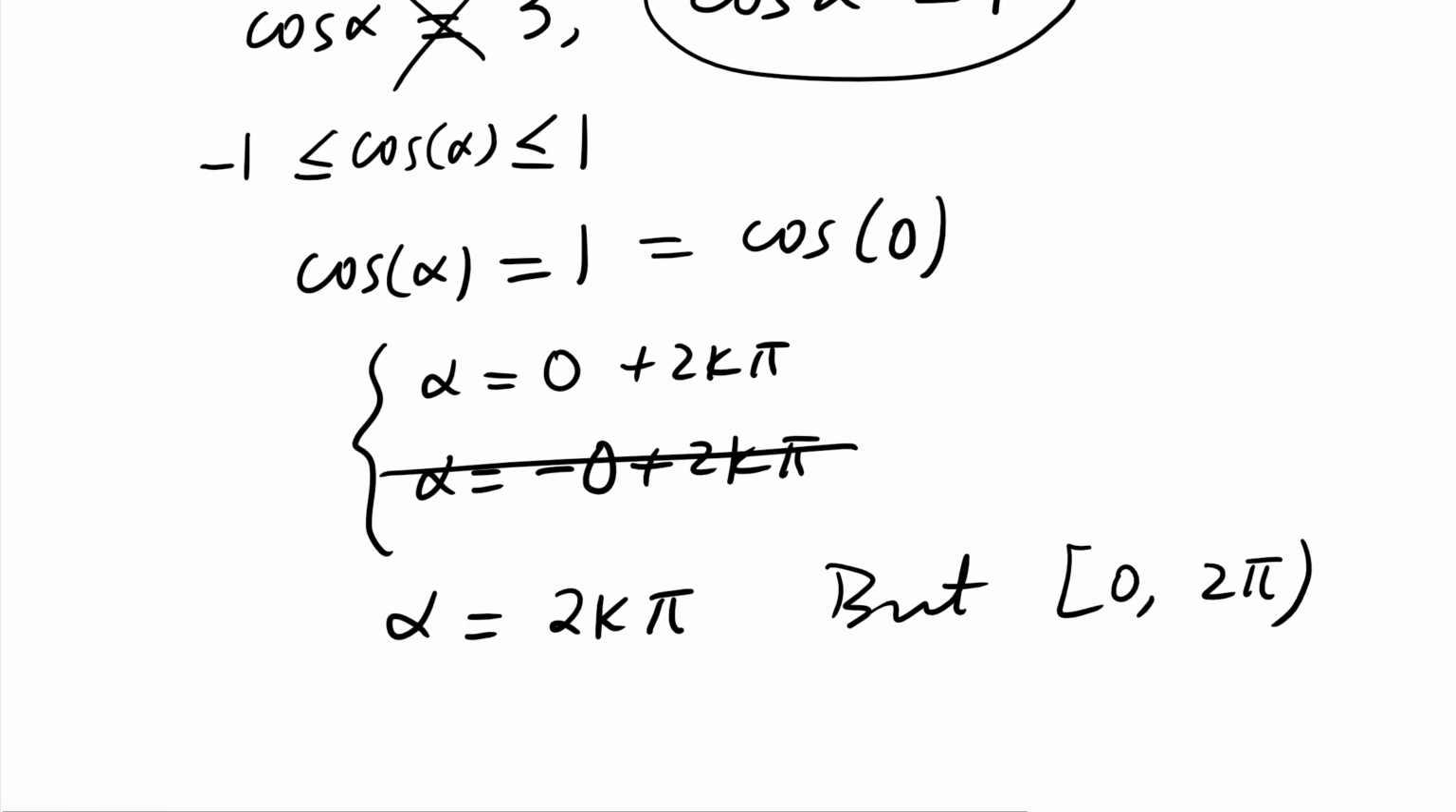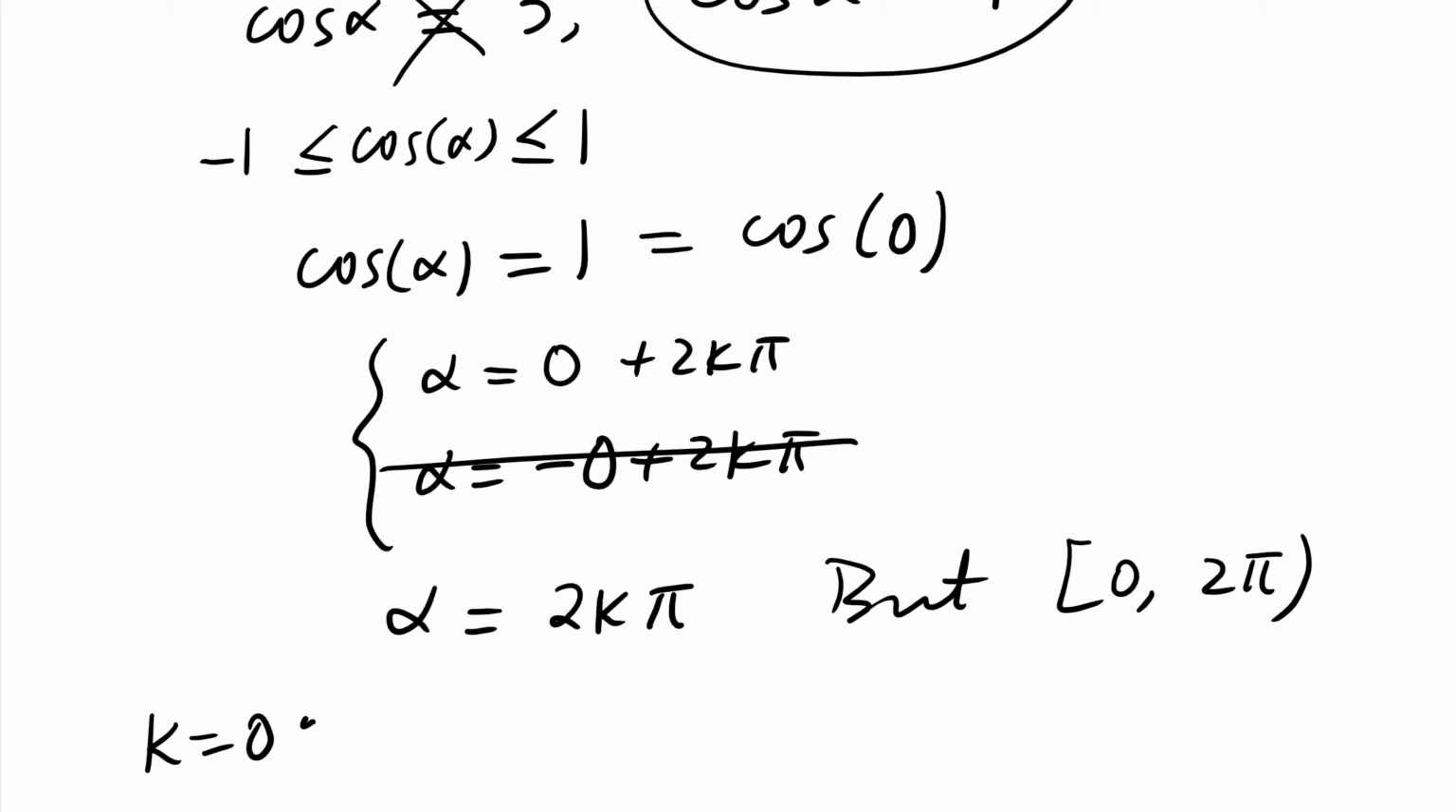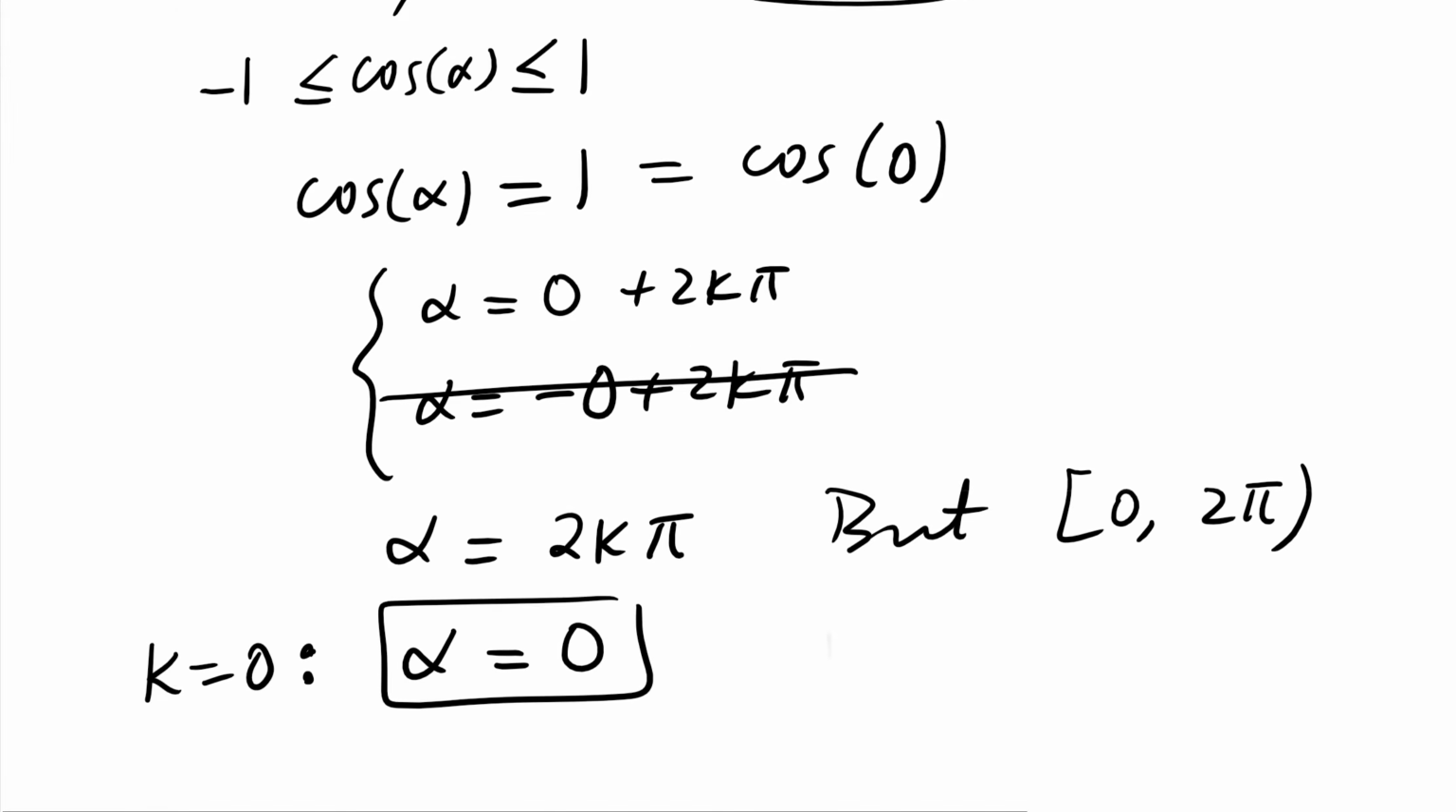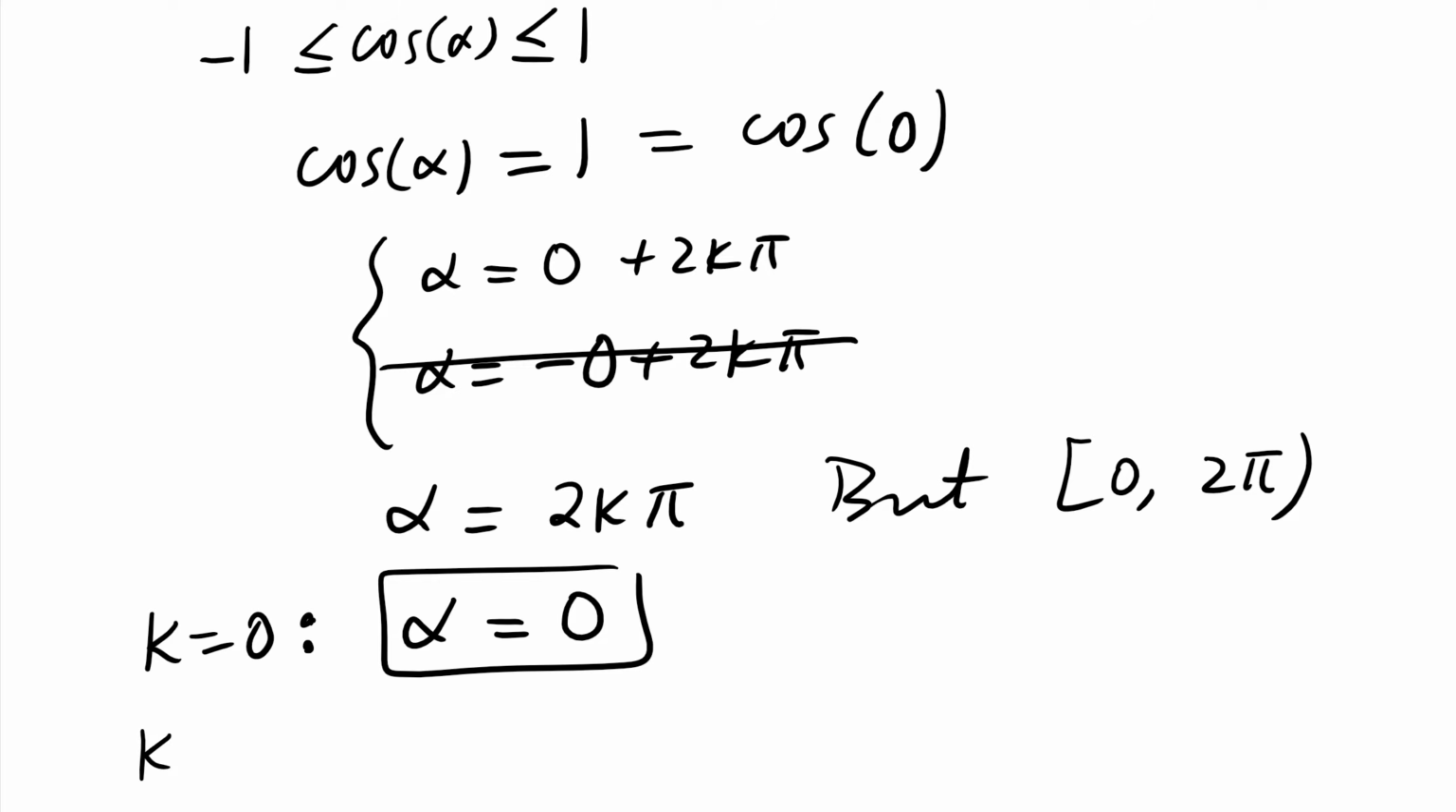So what you start doing, taking k equals 0, you get alpha to be 0, that's one of them. If you take k equals 1, you get alpha equals 2 pi. That's not part of it because it's a parenthesis. If you do negative, you will get negative values. So there's only one value we get for alpha. Alpha equals 0.